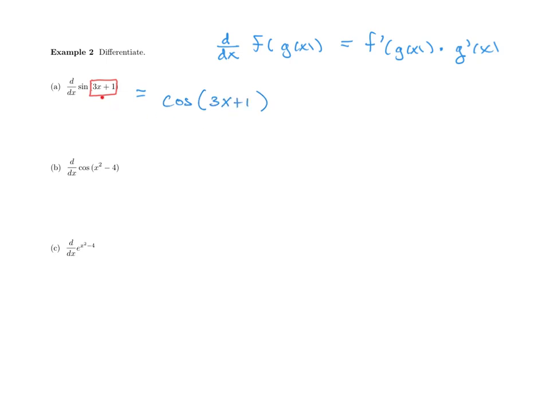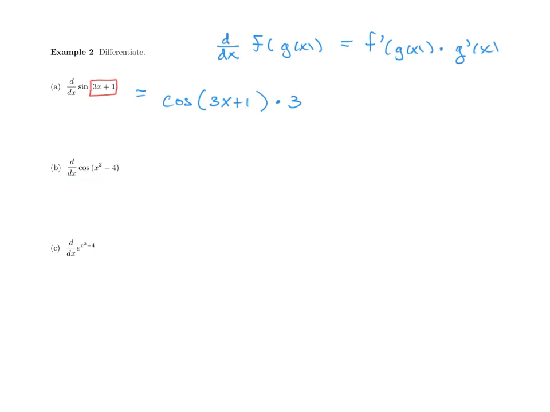I then go back and say, well, wait a minute. The inside function wasn't just x. In fact, it's 3x plus 1. The chain rule says you then have to multiply by the derivative of just this thing. And the derivative of that is 3. So unsimplified, here's the derivative of sine of 3x plus 1. It's cosine of 3x plus 1, and this 3 came from the derivative of 3x plus 1.